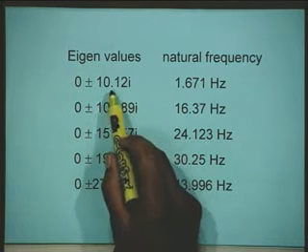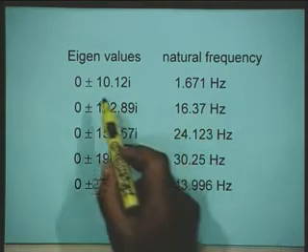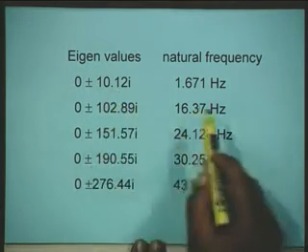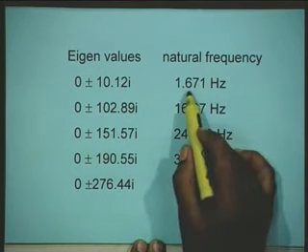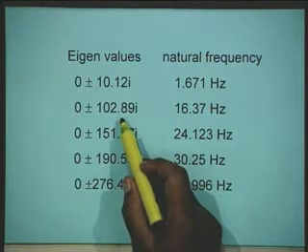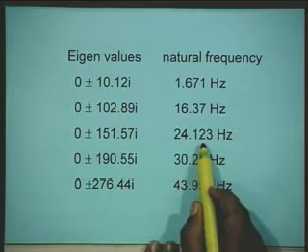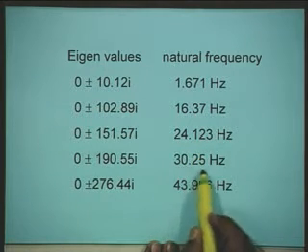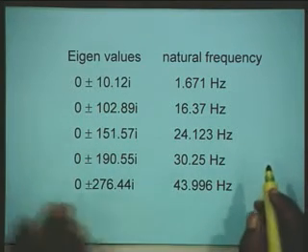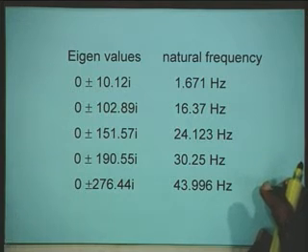Now, for these eigenvalues we can find the associated natural frequency of oscillation. For the first eigenvalue, whose imaginary part is 10.12, the associated natural frequency is 1.671 hertz, and similarly the frequency associated with the second eigenvalue is 16.37, for the third eigenvalue it is 24.123, and next is 30.25 and next is 43.996 hertz. These are the 5 natural frequencies associated with the turbine generator system.